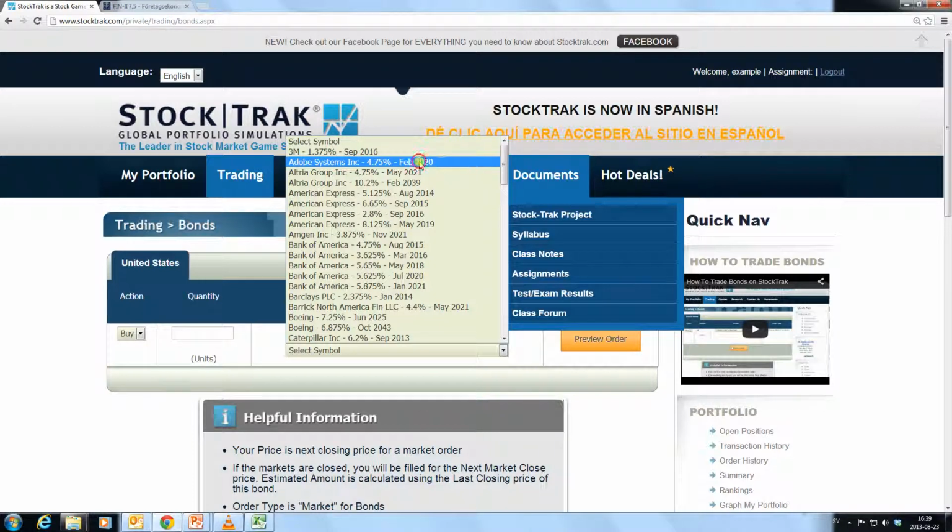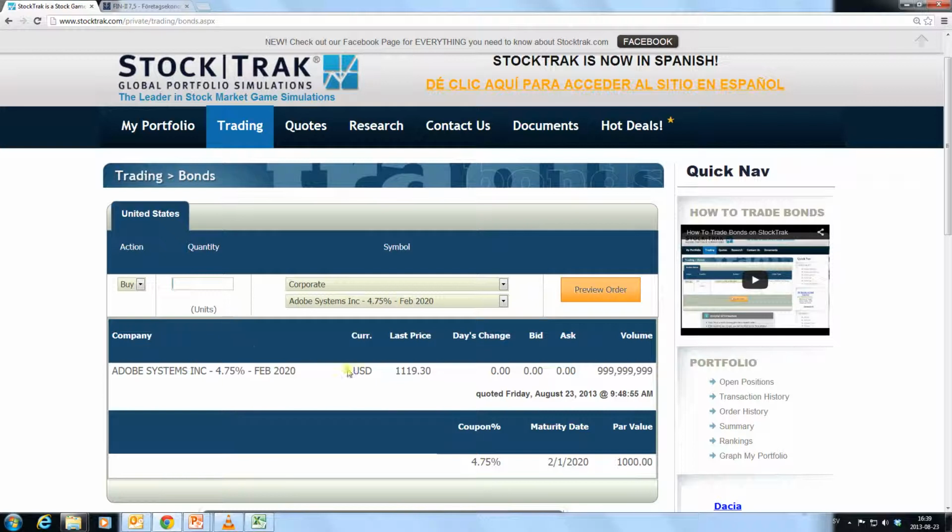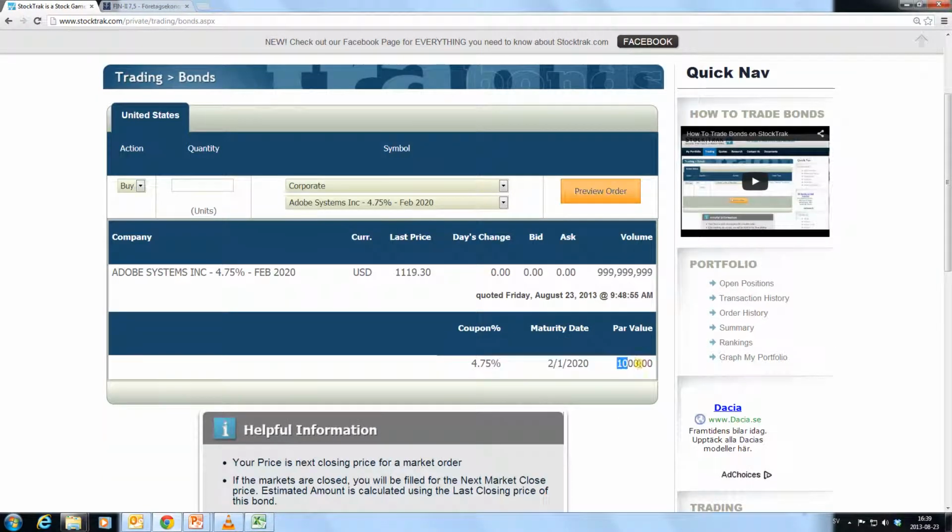Now, if we click on this one, you get a little bit more information. You can see the last price paid, the value of the bond, and you can also see the par value, that in this case is $1,000. So this means that every year you would get a coupon payment of 4.75% of $1,000 or $47.50. And if it's paid twice every year, that would mean that you get $23.75 every 6 months.